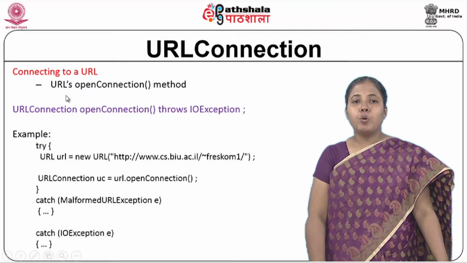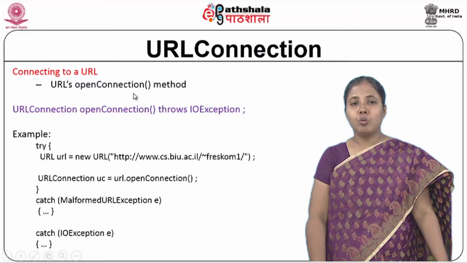Now, connecting to a URL, we know that it is an open connection method, URL's openConnection method, that we use. So, this is a simple syntax that explains how we open a connection to a URL. First step, we need to create a URL object. So, we have created a URL object.